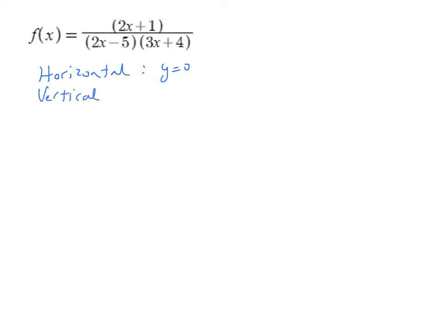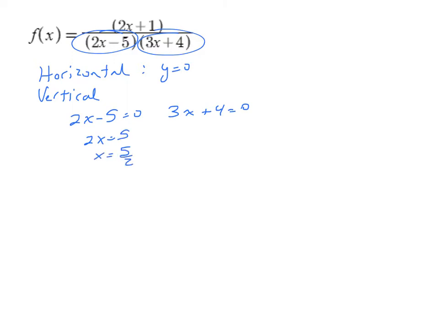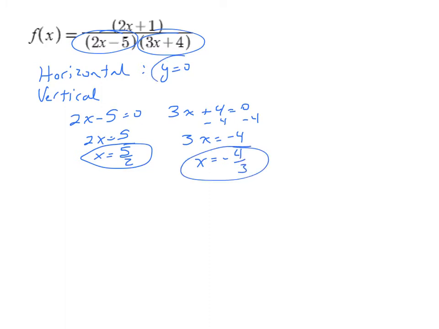is going to happen at my zeros of the denominator function, right? So 2x minus 5 and 3x plus 4 tell me my zeros. Adding 5, I get 2x equals 5, so x equals 5/2 is the line of one of my asymptotes. And subtracting 4, I get 3x equals negative 4, so x equals negative 4/3 is the line of my other vertical asymptote.